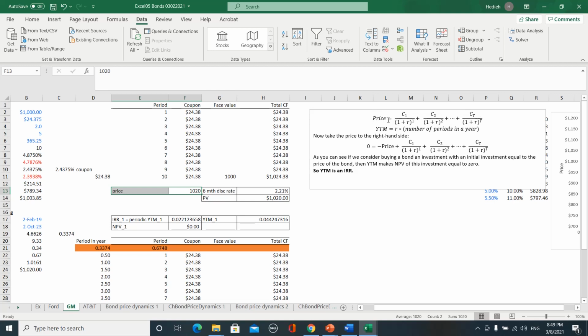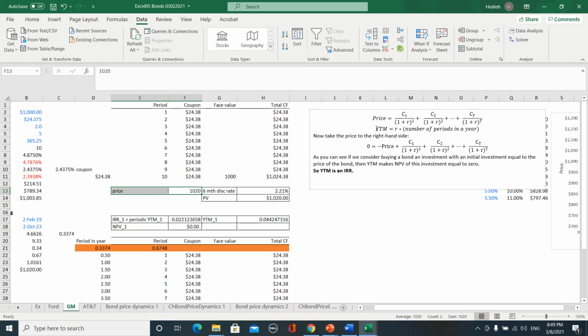So we set price equal to the first cash flow divided by 1 plus a discount rate to the power of the number of periods. This cash flow is in period 1, so to the power of 1. And you discount the second cash flow in the same way, until the cash flow at time T, which is the maturity of the bond. So this discount rate that sets the sum of the present values of all cash flows equal to price is the periodic yield to maturity. If you multiply R by the number of periods that you have in a year, it gives you annual yield to maturity.